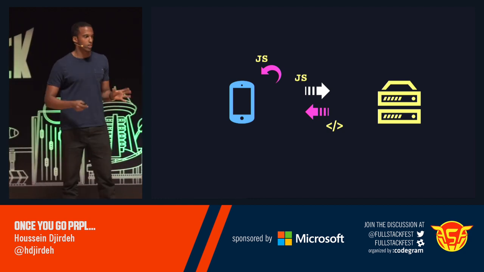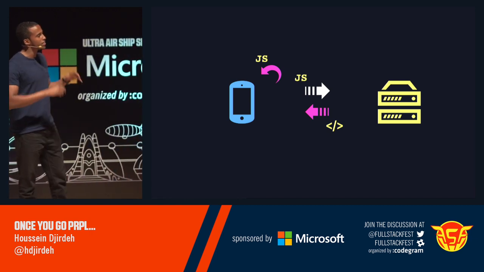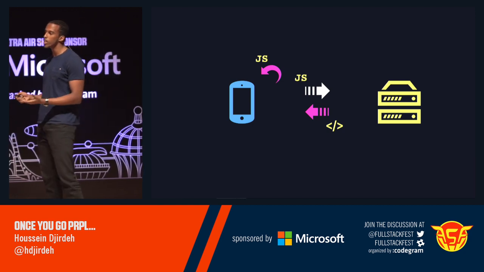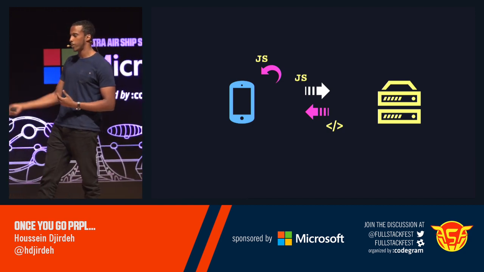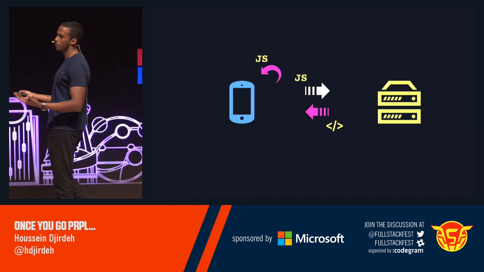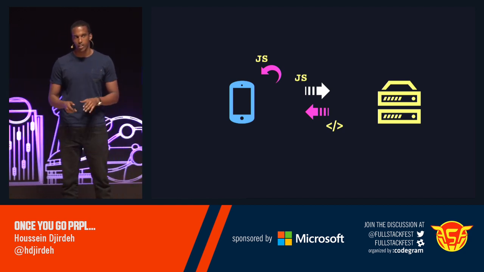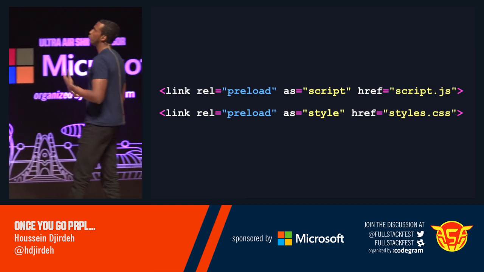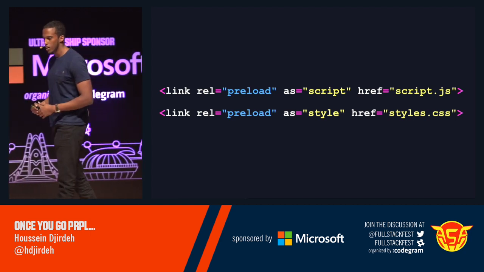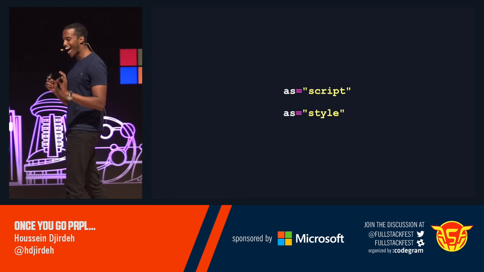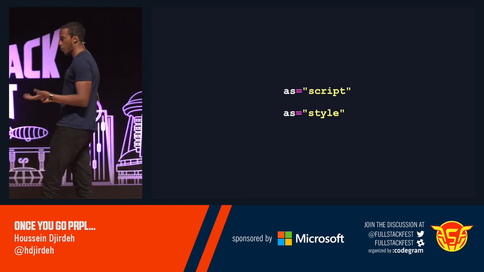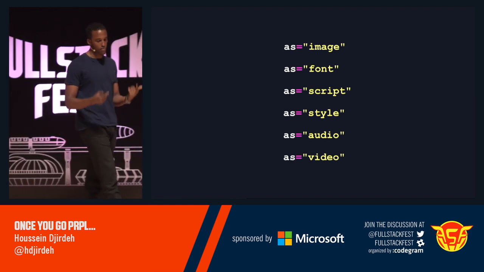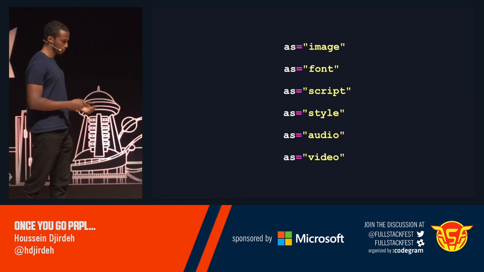Now, you can use preload for resources like we did in the head of our HTML document. But you're going to get the most bang for your buck using it for resources that are going to be discovered much later. An example could be a font file tucked away deep in one of your CSS files. So you can use preload to preemptively fetch JavaScript files, style sheets, and again, it's the as attribute that defines what type of file you want to load. You can even use preload to preemptively fetch images, fonts, audio, video, and even more.